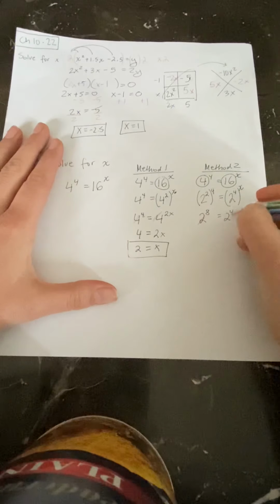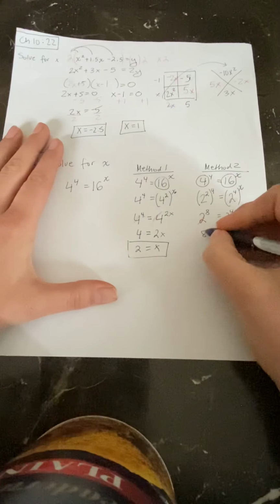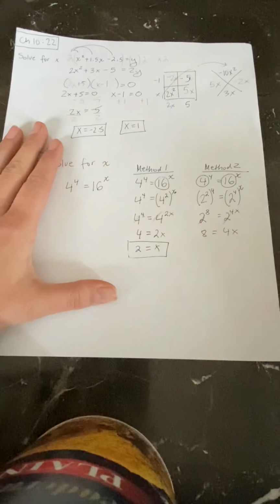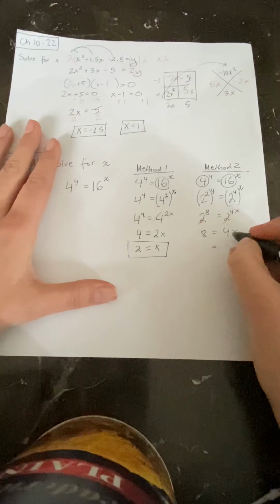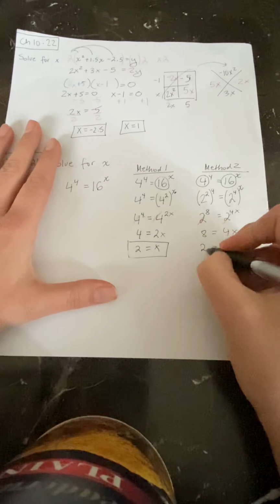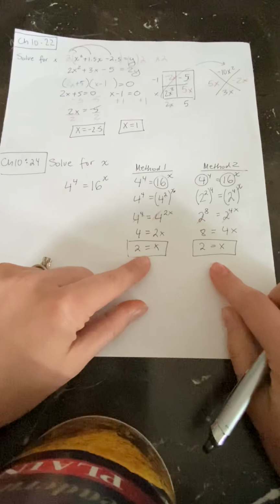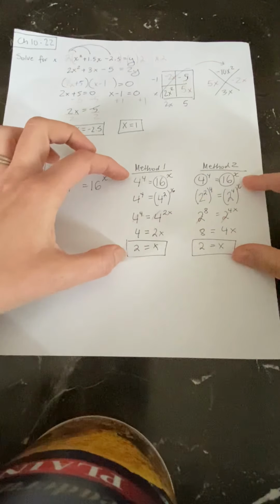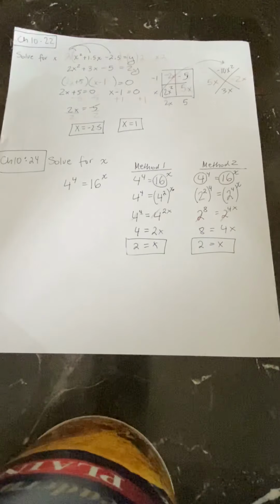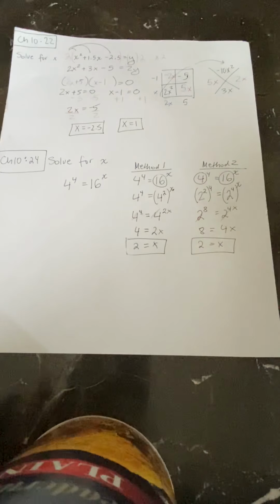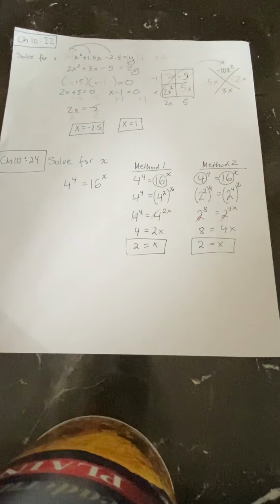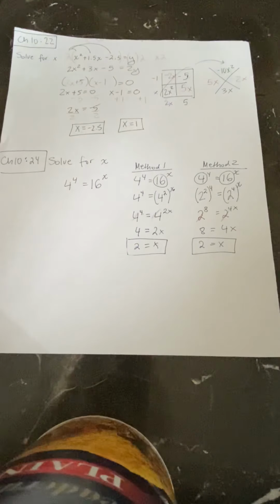Bases are the same. We're going to drop the bases, and we're going to set an equation with just the exponents, dividing each side by 4. We'll get x is equal to 2. Those are identical equations. We should get identical answers. So it is up to you which method you're going to use, as long as you make the base the same, you will be in a good spot.